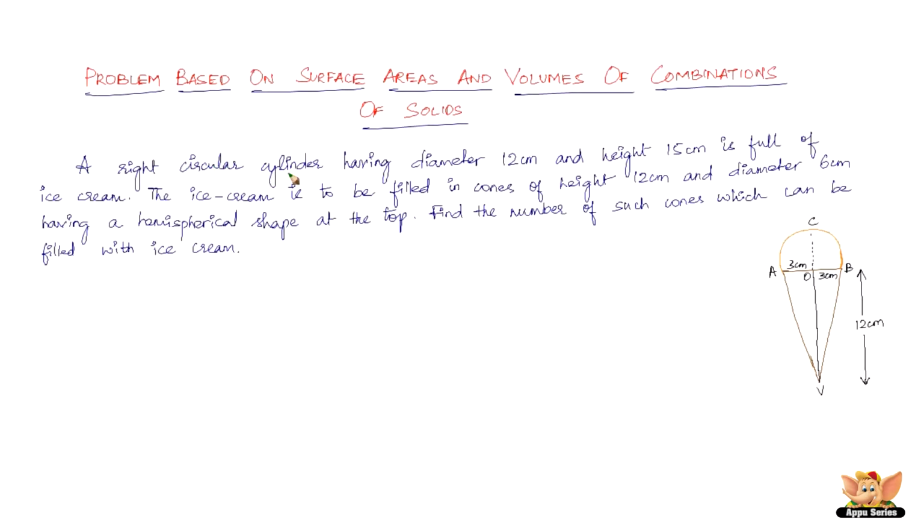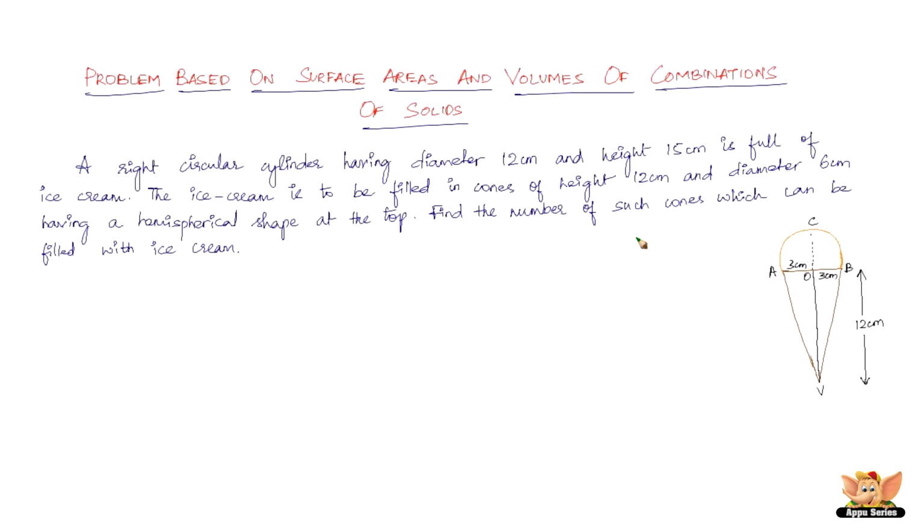A right circular cylinder having diameter 12 centimeter and height 15 centimeter is full of ice cream. The ice cream is to be filled in cones of height 12 centimeter and diameter 6 centimeters. Don't be confused about the right circular cylinder. The question is, there is some ice cream already in the right circular cylinder, and that has to be filled in the cones. Diameter is 6 centimeters, so the radius is going to be 3 centimeters, having a hemispherical shape at the top. Find the number of such cones which can be filled with ice cream.